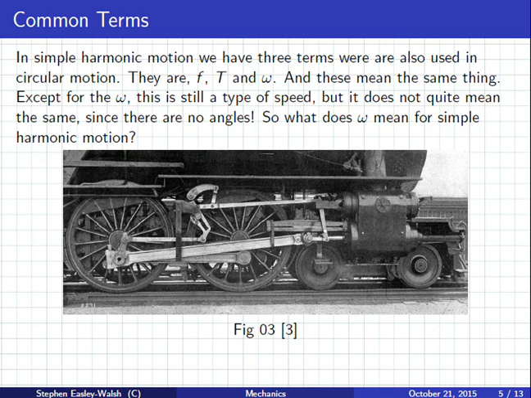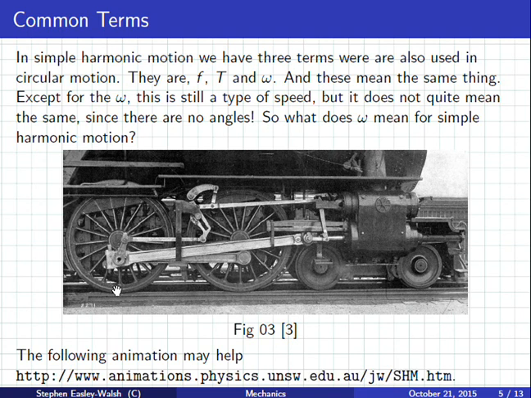So if this is turning really fast, what is this doing? It is moving really fast. So if I go back here, a big omega means it's going very fast, is my point. Okay, right. And I showed you the animation. There's the link for it.